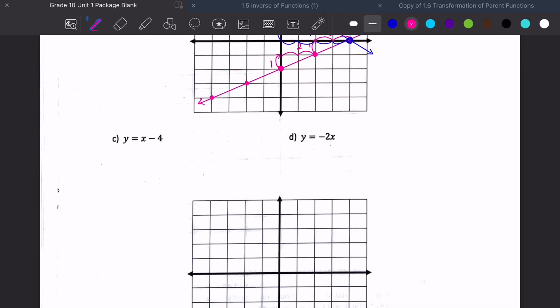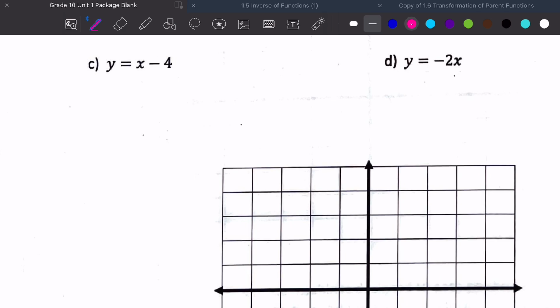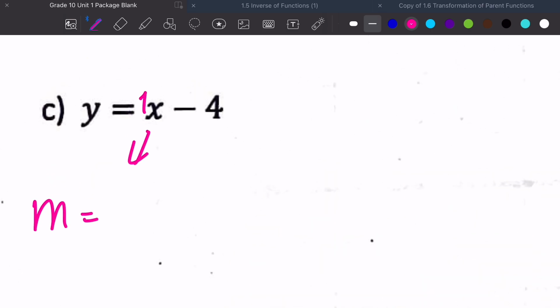Same thing with C and D. Again, you tell me, what's my m here? Which one's my m? What does that even mean? m is what? What coefficient is X? It's just a 1. If we don't see a number in front, we can assume that it's just 1. Whenever we have whole numbers, we're just going to put it over 1 automatically. So if it's 2, it'll be 2 over 1. If it's 10, it's 10 over 1. Even if it's a negative number, -5, we're going to just put it over 1.